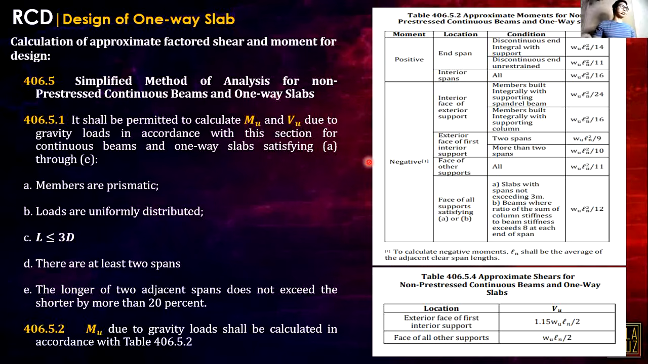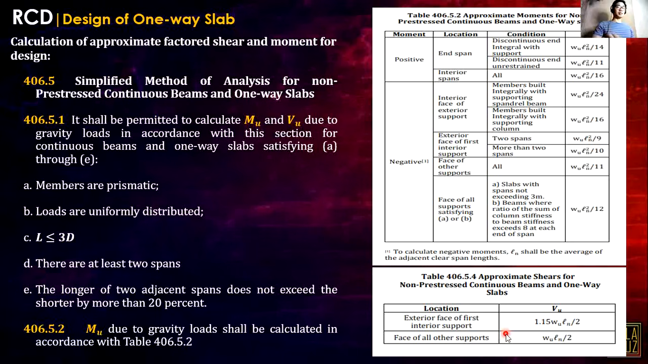But the code suggests or allows us to use the simplified method of analysis for non-pre-stressed continuous slab. The code allows us to use this because we all know that the calculation in the theory is very tedious. In getting the maximum shear and moments, the solutions are very long, so our code has an alternative, which is this one. The only catch is that we must satisfy all of these conditions first before we can use it.